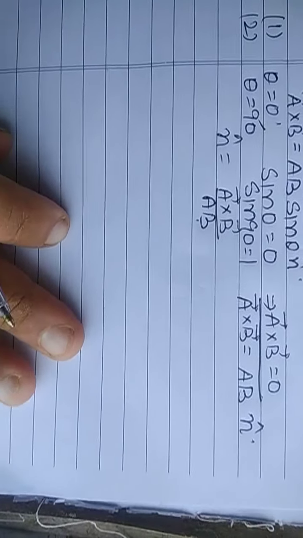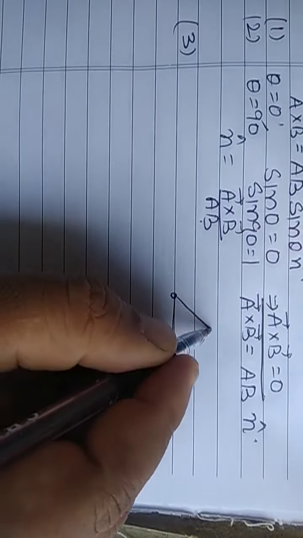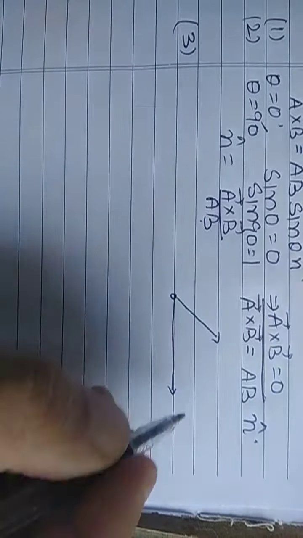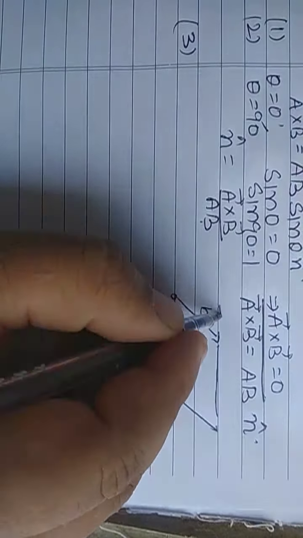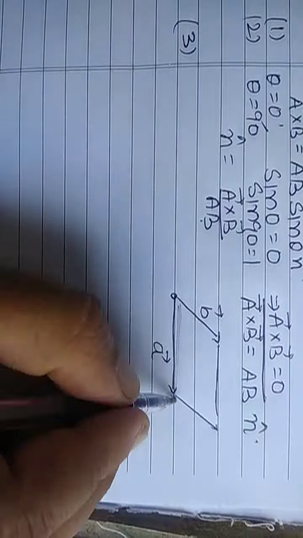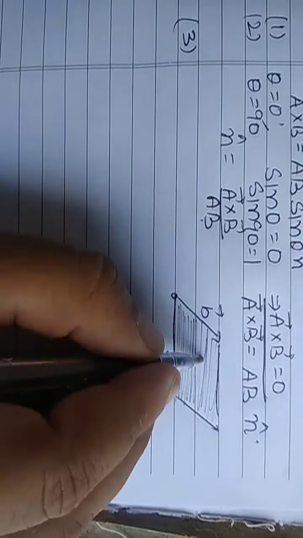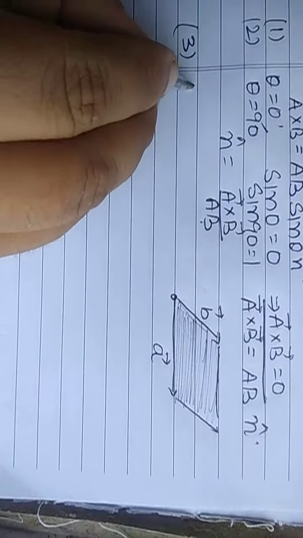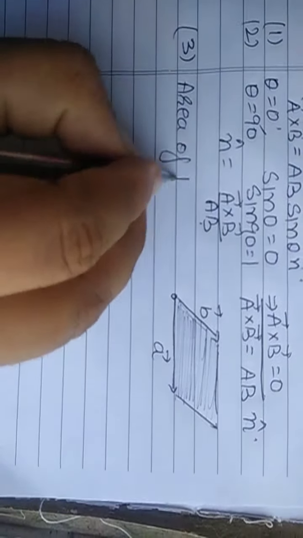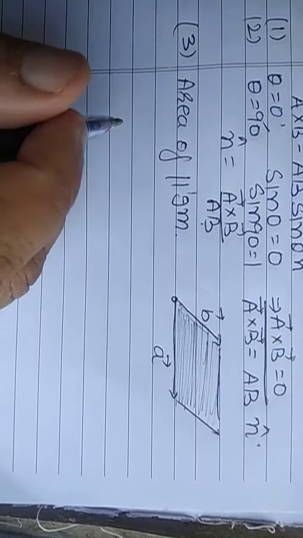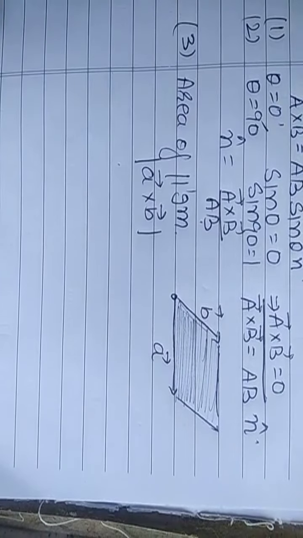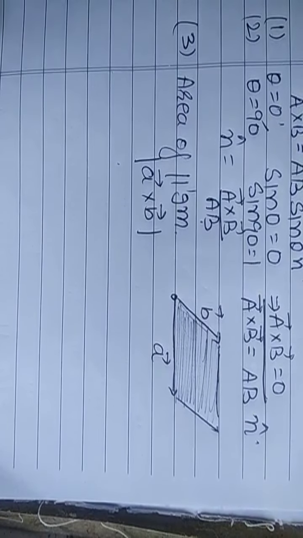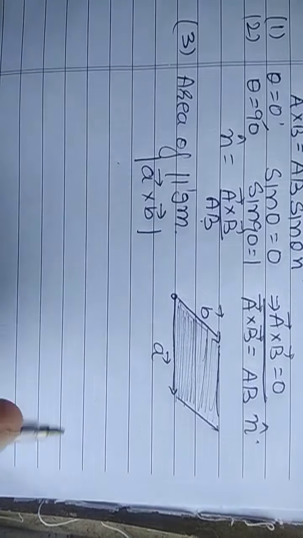Another important thing that I want to discuss, third point, that if two adjacent vectors represent two sides of a parallelogram, this is A vector, this is B vector, I want to find the area of this parallelogram. Then area of parallelogram is equal to what? It is equal to A vector cross B vector, its magnitude. So remember this one. This is a very important point that will come.